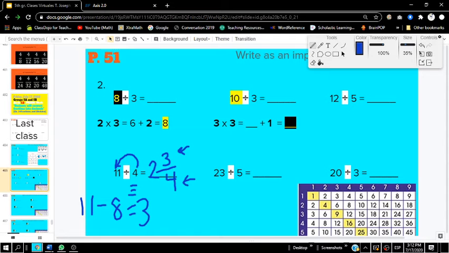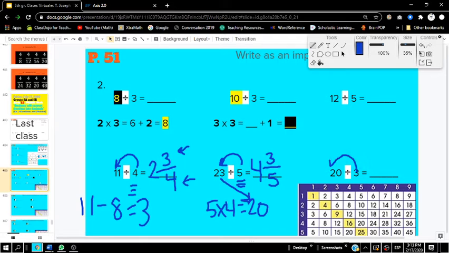All right, how many times does 5 go into 23? Well, 5 times 4 equals 20. So 4 is going to be my whole number, and 23 minus 20 equals 3. So that's going to be my numerator, and my denominator stays the same. 5 is my denominator.